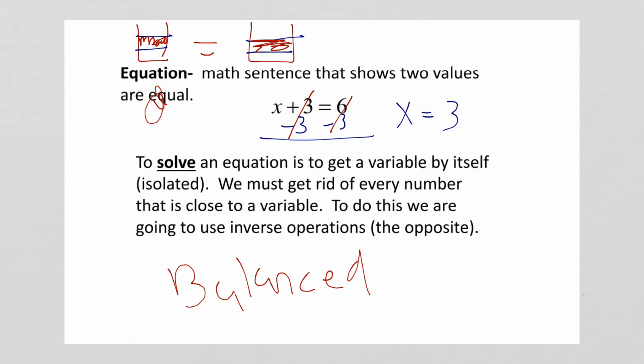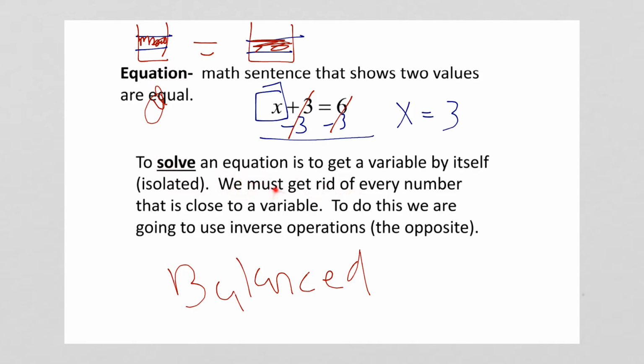Now, to solve an equation is to get a variable by itself. That's the whole idea: I want to get x by itself. This wants to be single. It doesn't want to have the 3. It doesn't want to be tied down. So the word we use is isolate. Isolated means you're by yourself, you're all alone. Oh my gosh, I'm all by myself. That is what isolated means.